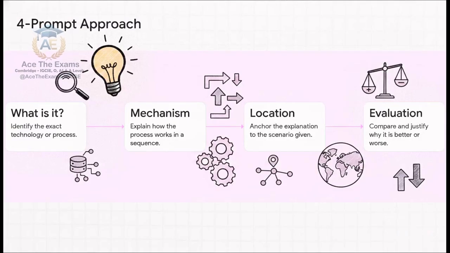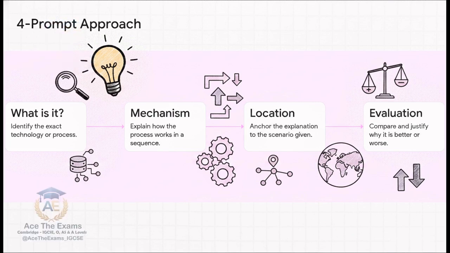If you want to make sure your data and information basics are truly exam ready, you have to be able to answer these 4 specific prompts out loud for any given topic. Step 1, what is it? Step 2, how does its mechanism actually work? Step 3, where exactly is it used in the given scenario? And step 4, why is it better or worse than the alternative? If you build your revision notes around this simple 4-step structure, you'll naturally avoid those vague dictionary-style answers.